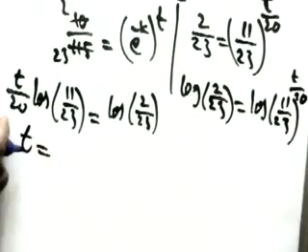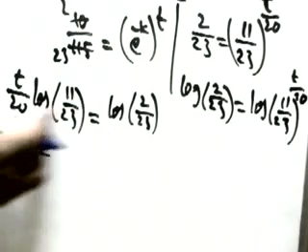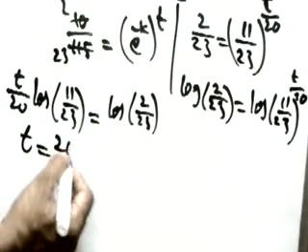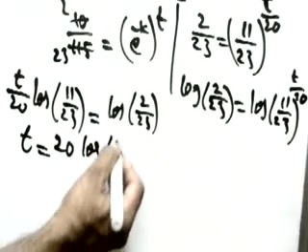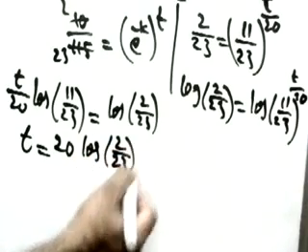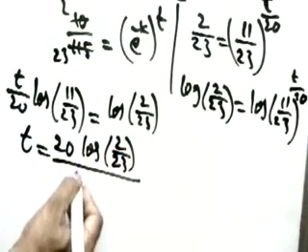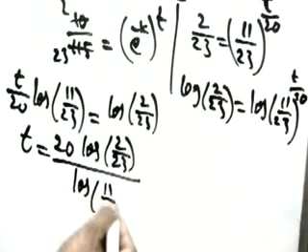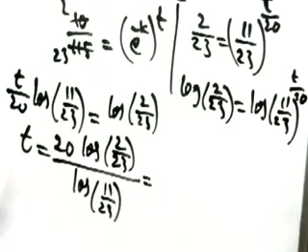Now lastly, bring these values here. So t equals: 20 is in the denominator here, and if you bring it here, it will be in the numerator. 20 log of 2 by 23 divided by log of 11 by 23. So we will get this from the calculator. You see here, I'm writing.